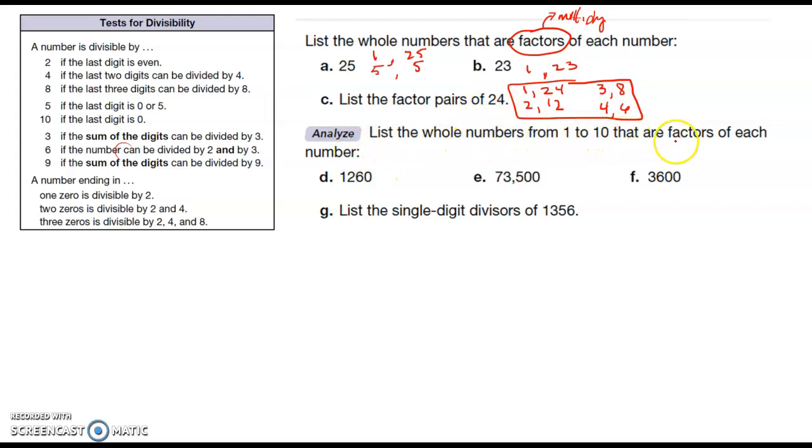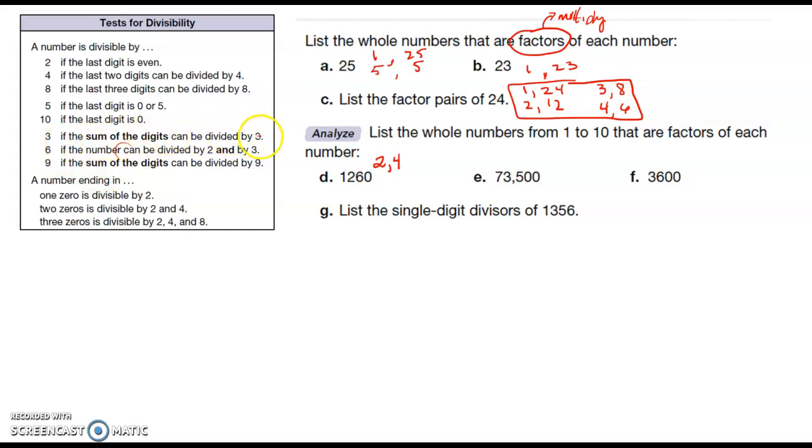List the whole numbers from 1 to 10 that are factors of each number. This is where we're going to use our divisibility test over here. So 1,260. So let's see. It says a number is divisible by 2 if the last digit is even. 0 is considered even, so this is divisible by 2. 4 if the last 2 digits can be divided by 4. 4 goes into 60 15 times, so that'll work. Where did 3 go? Oh, 3 is down here.